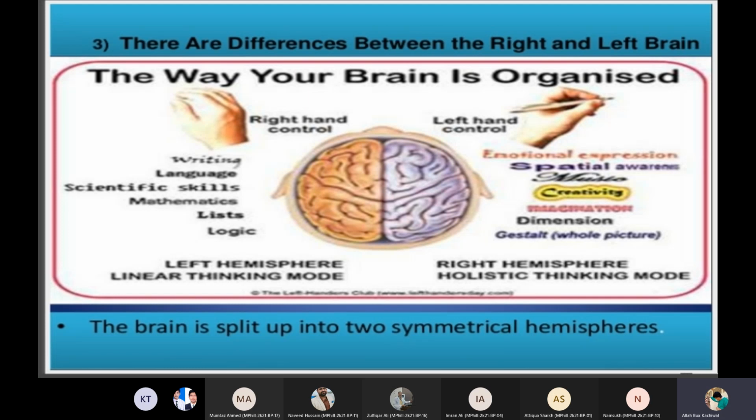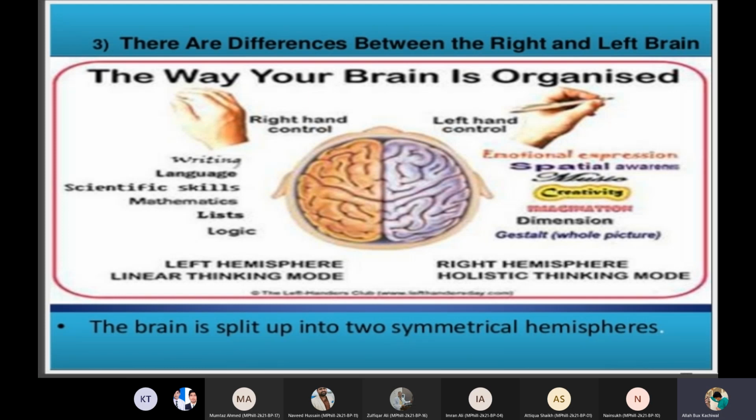They have different controls and they have different performance, and they make the different character of the person. If you are taking the symmetry in the brain, the brain is split up into two symmetrical hemispheres, the right and the left. So they are controlling a different character of the person, by the right hemisphere and the left hemisphere.